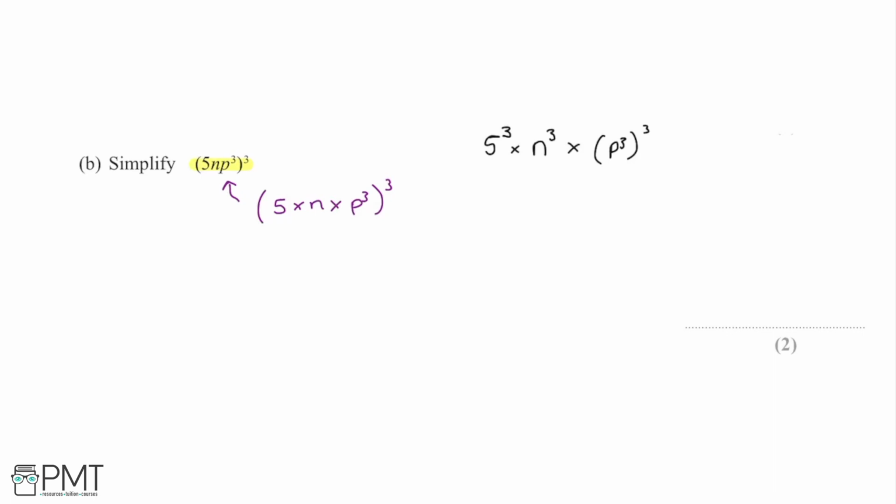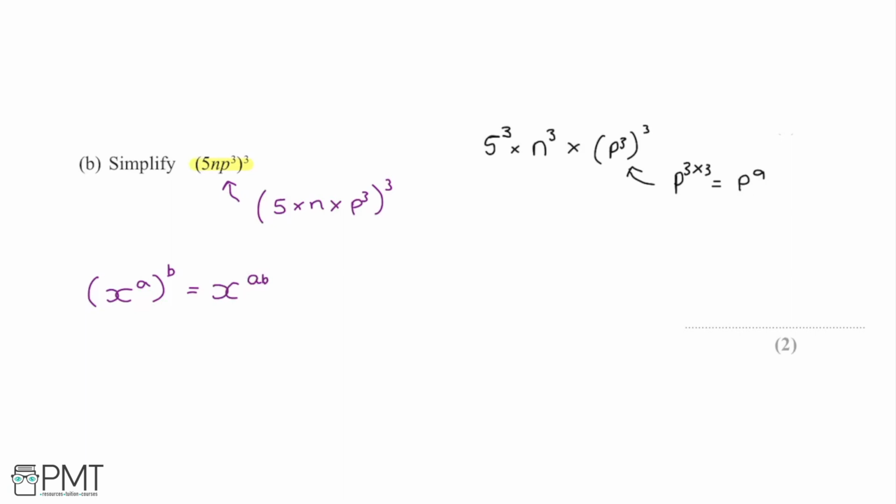Now, similarly to the previous part of the question, I've got p to the power of 3, and I'm raising it to the power of 3. This is going to require some knowledge of indices laws again. If we have x to the power of a, and we're raising that to the power of b, this is going to give us an answer of x raised to the power of ab. So a multiplied by b is going to give us the power here. So in this case, when we have p to the 3 to the 3, we're going to do p to the power of 3 multiplied by 3 gives us p to the power of 9.